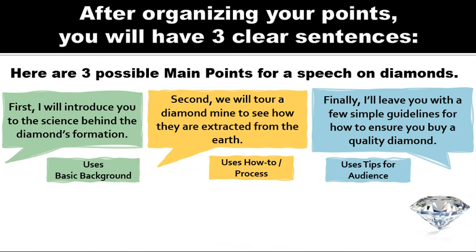These main points went from basic background information to how they're being processed and mined to tips for the audience, all following the information given to you for how to title main point 1, main point 2, and main point 3. There are many other options for a speech on diamonds. You could have different main point 2s and different 3s. You might even have a different main point 1. But they go from broad to narrow to final.